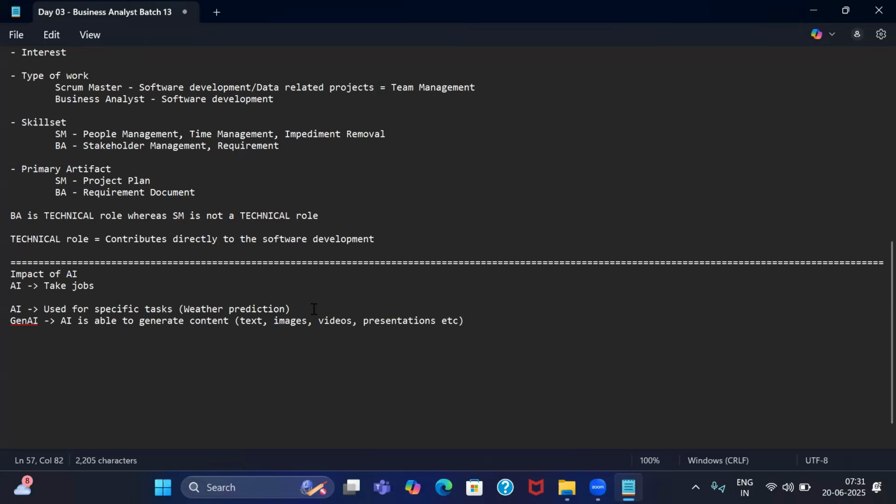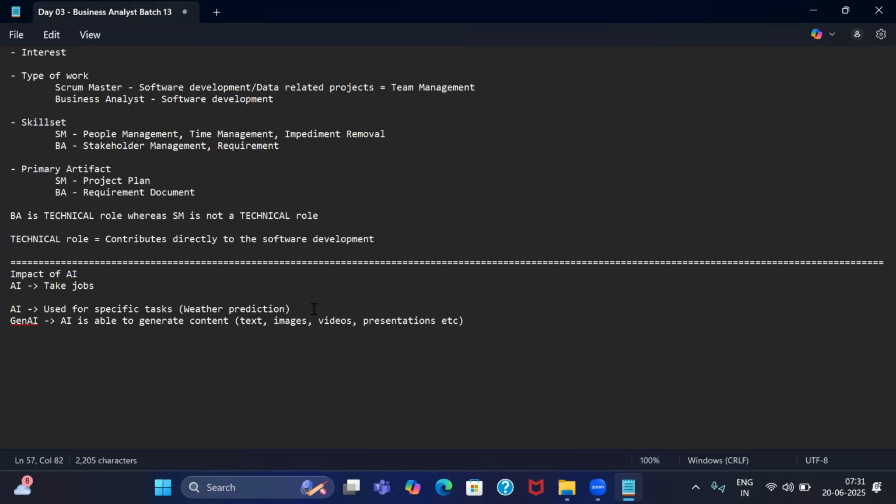I can ask it any banking related question. I can ask it, let's say, insurance related questions. I can ask it medical related questions. I can ask it questions on coding, on testing, on software development. I can even ask it to generate a presentation for me or generate an image for me.